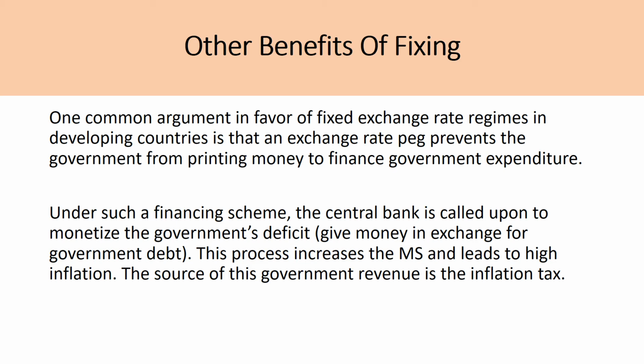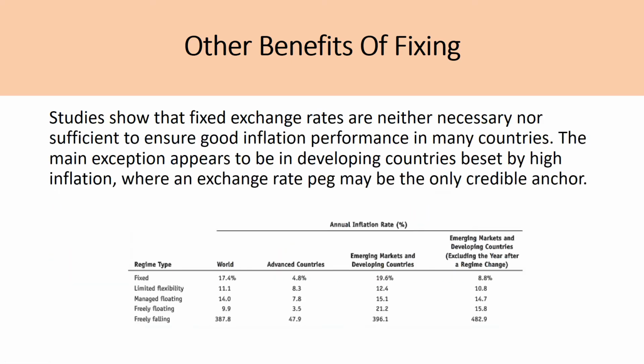Well, of course, if they print out that money and they increase the money supply so dramatically, then inflation and hyperinflation will take over. And so the fixed exchange rate prevents that because you can't control your money supply under a fixed exchange rate. So you limit your ability to really fall susceptible to seigniorage. So under such a financing scheme, the central bank is called upon to monetize the government's deficit, give money in exchange for government debt. This process increases the MS and leads to high inflation. The source of this government revenue is the inflation tax, and so it prevents the inflation tax because you are limited by the fixed exchange rate.